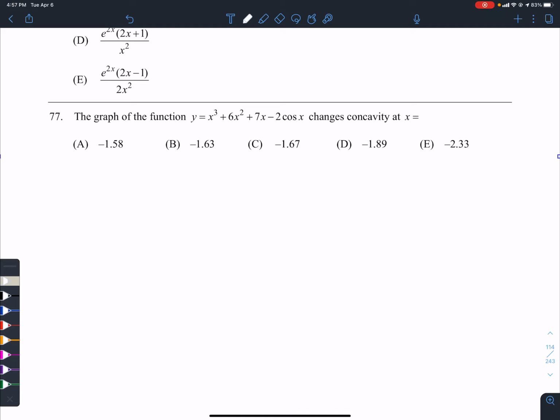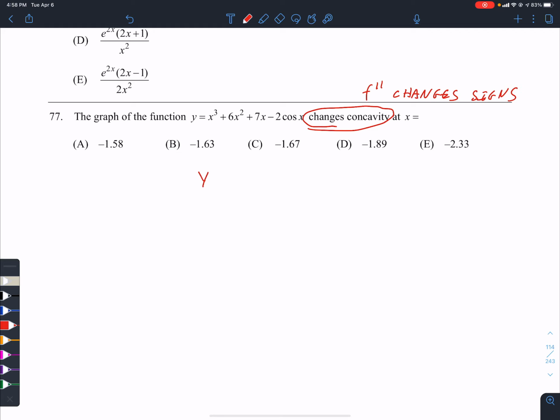1997, number 77. They want to know when this function changes concavity. But changing concavity, you should know, means the second derivative changes signs. So we're going to use a graphing calculator to figure this out.